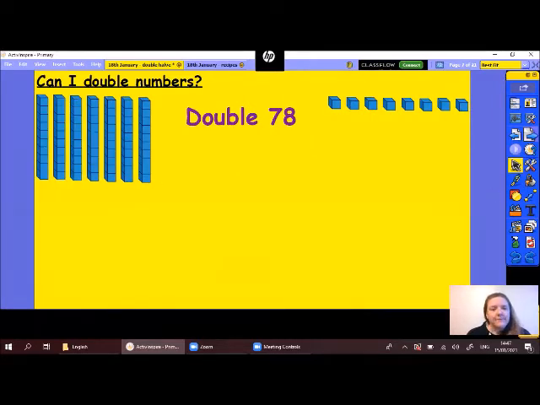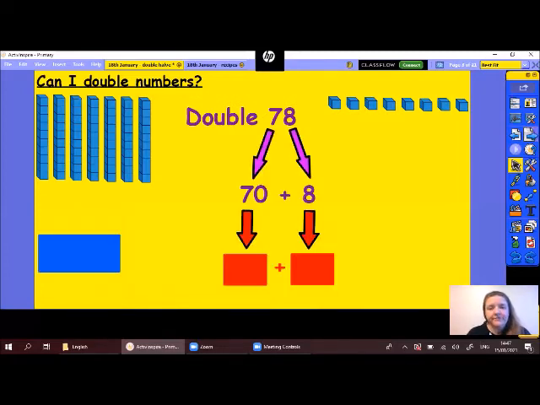What about this one? We've got 78. So we've got 7 10s on one side and we've got 8 1s on the other. So the first thing we're going to do is partition the 78. So I've split it here into 70 and 8. Pause the video and see if you can work out what numbers are going to be underneath these red rectangles.